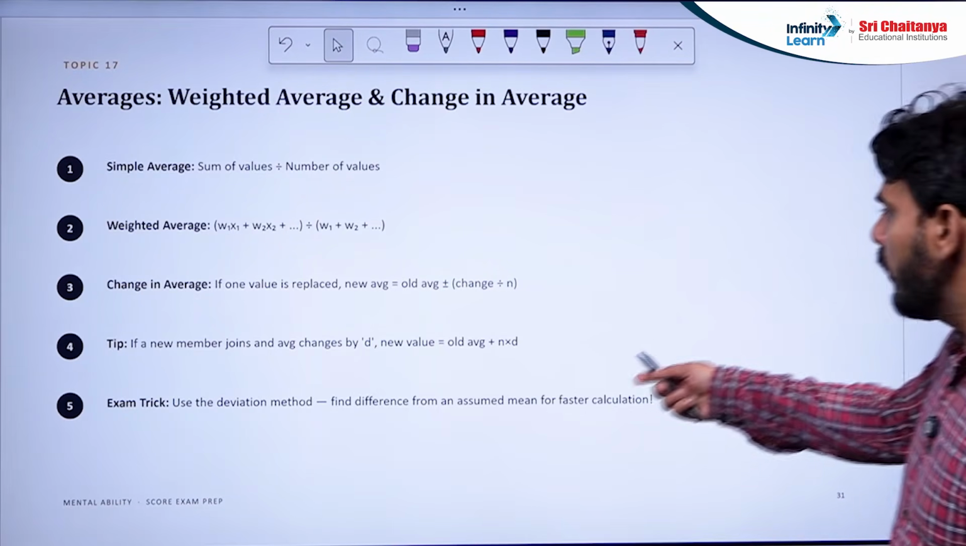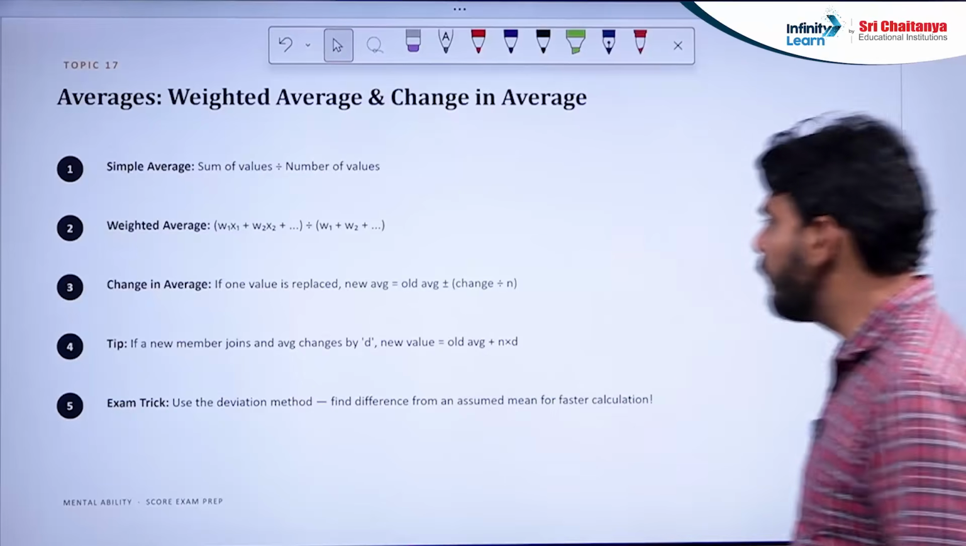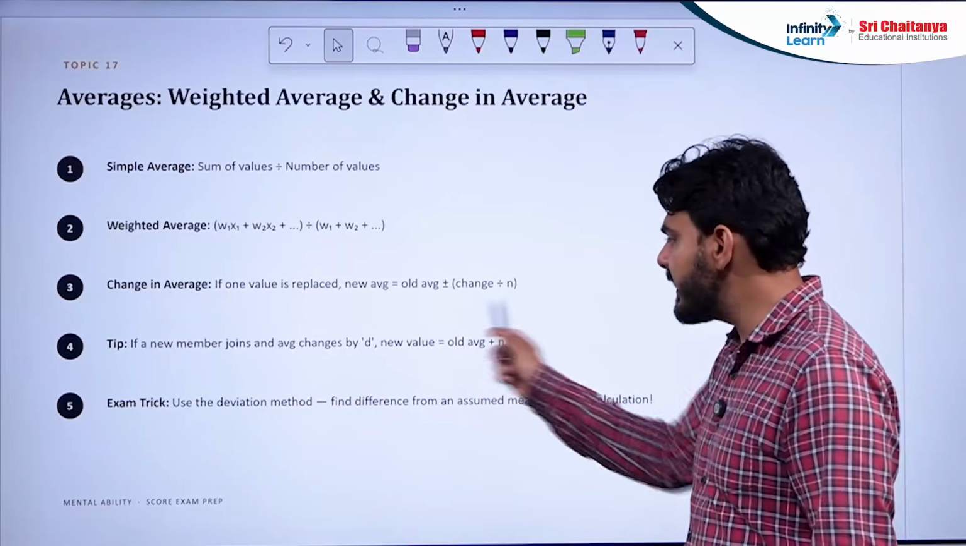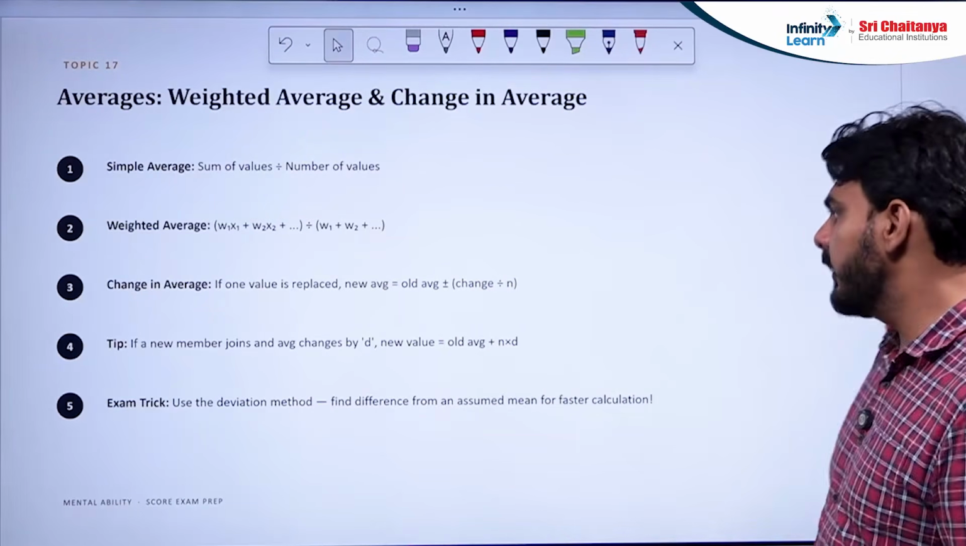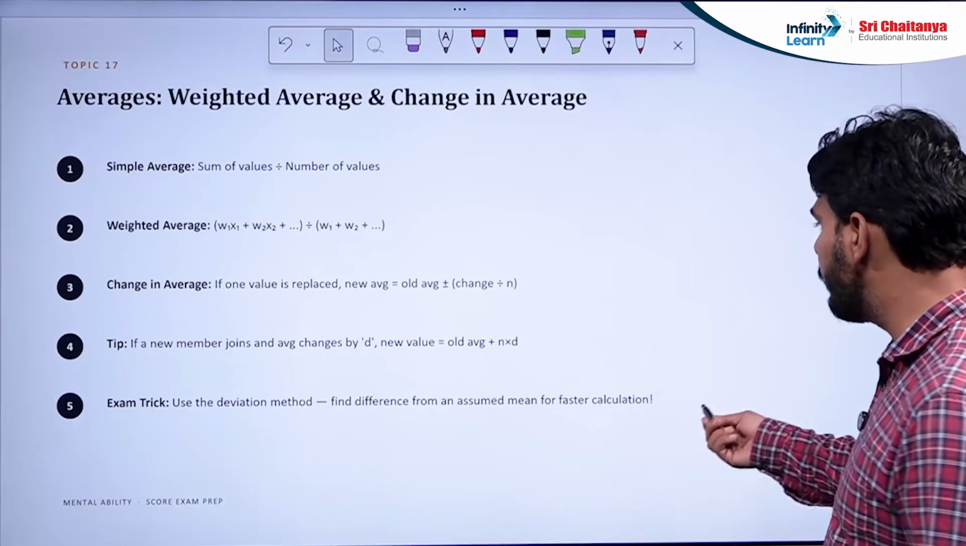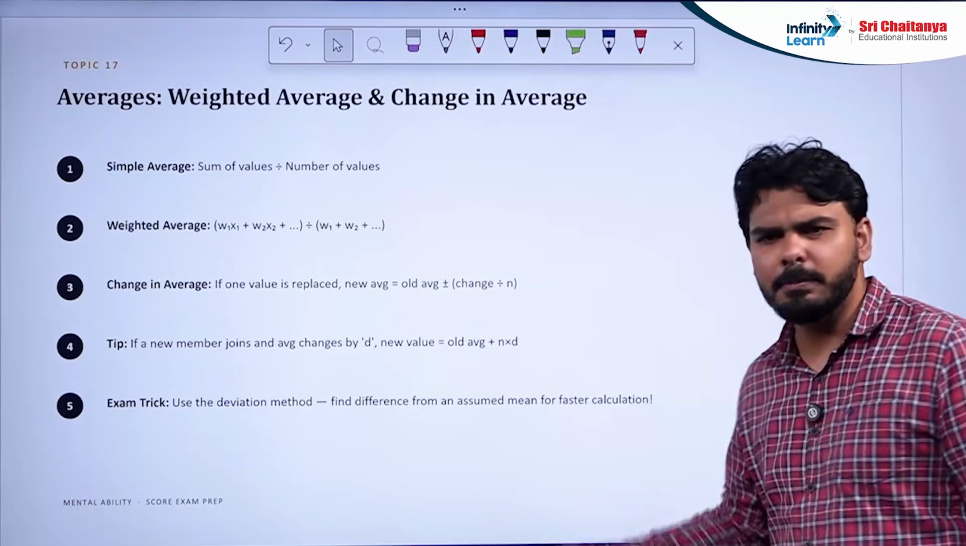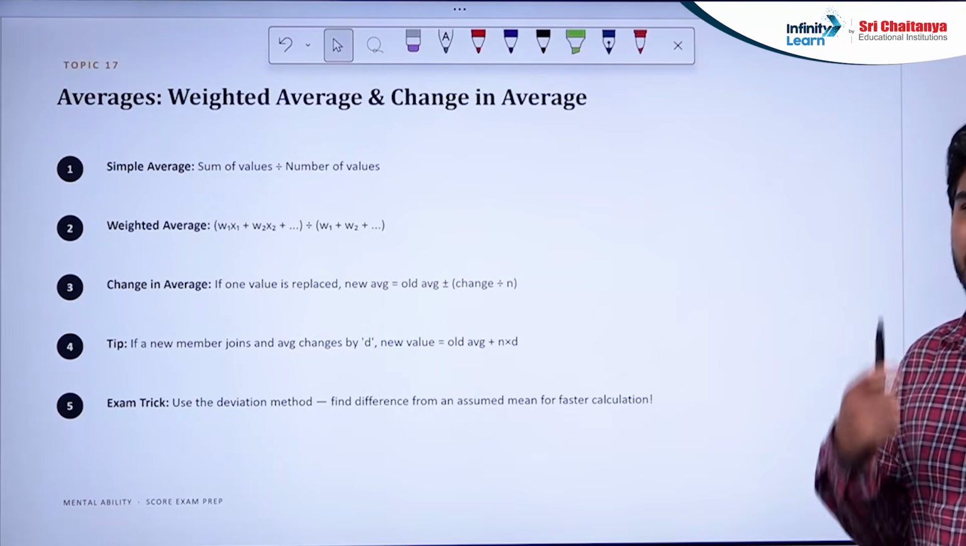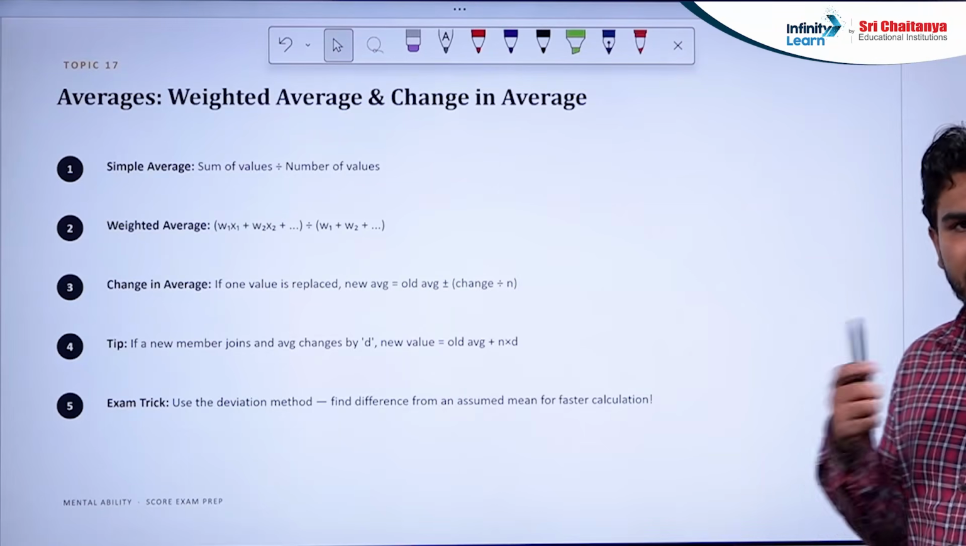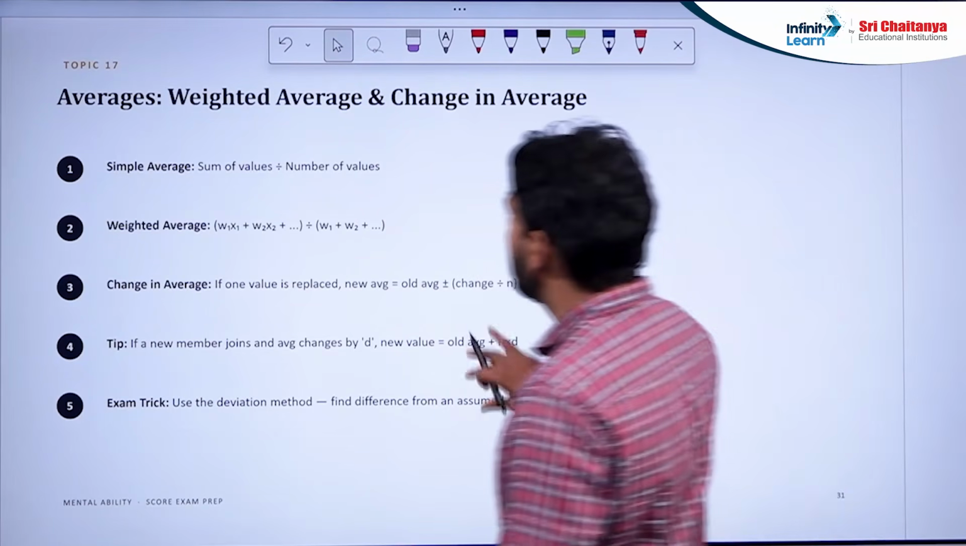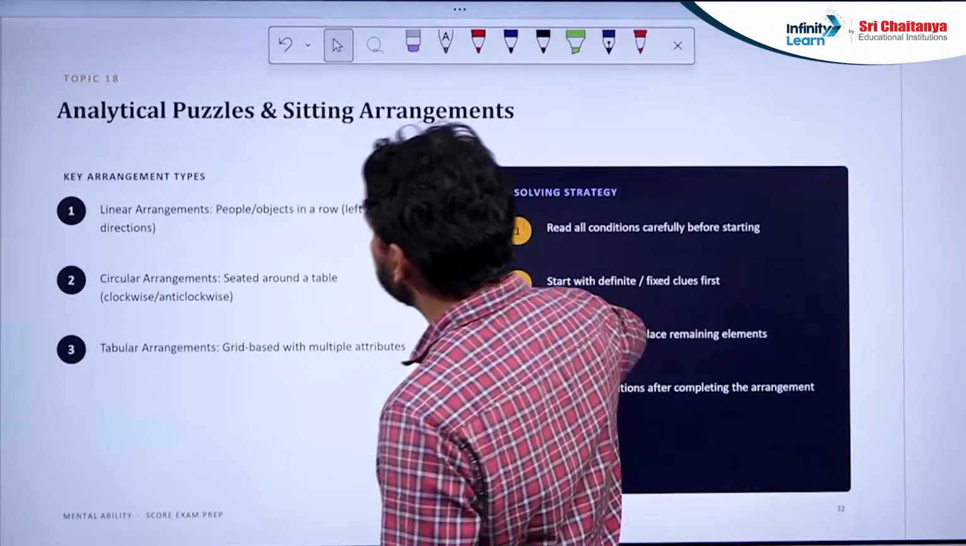There are some short tricks also for finding the answers of some specific questions. Exam trick: use a deviation method, find difference from an assumed mean for faster calculation. These are the simple tips and tricks that we will be discussing in the class. So let us now see our next chapter.